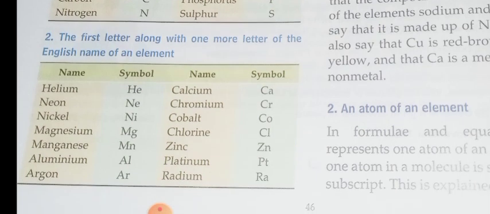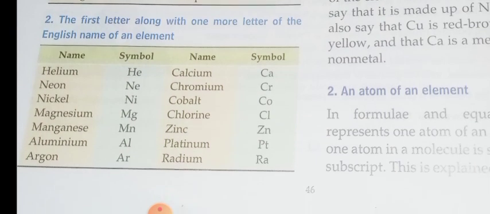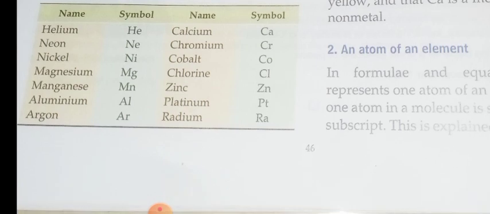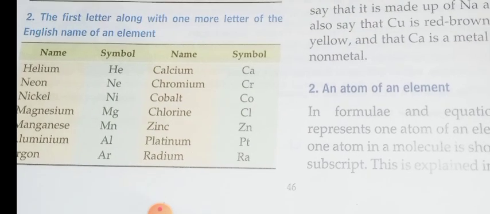Or the first two letters of the English name, where the first letter should be a capital letter and the next letter should be a small letter. Helium, He; neon, Ne; nickel, Ni; magnesium, Mg; manganese, Mn; aluminium, Al; argon, Ar; calcium, Ca; chromium, Cr; cobalt, Co; chlorine, Cl; zinc, Zn; platinum, Pt; radium, Ra.